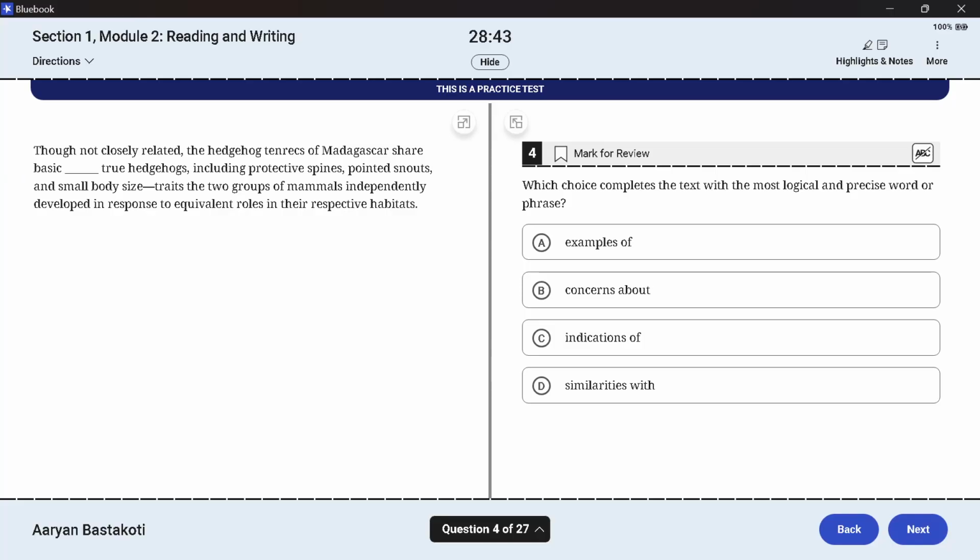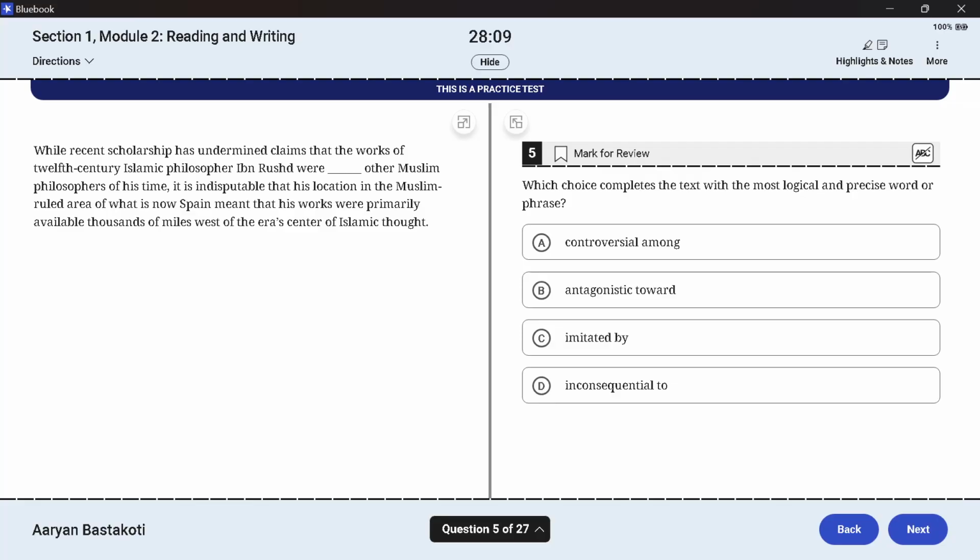Though not closely related, the hedgehog-tailed shrews of Madagascar share basic similarities with true hedgehogs, including protective spines, pointed snouts, and small body size. Traits the two groups of mammals independently developed in response to equivalent roles in their respective habitats. So these hedgehogs share basic similarities with these hedgehogs. Okay, yeah.